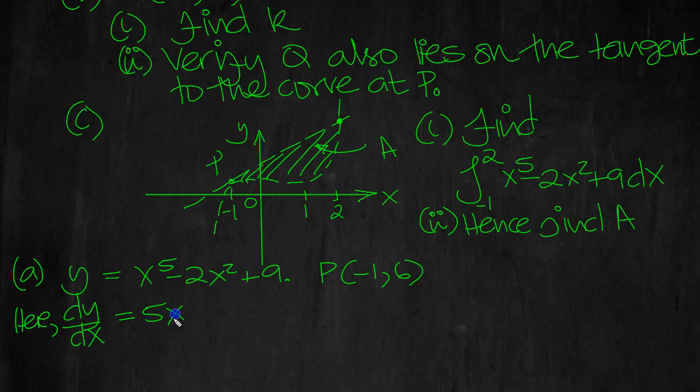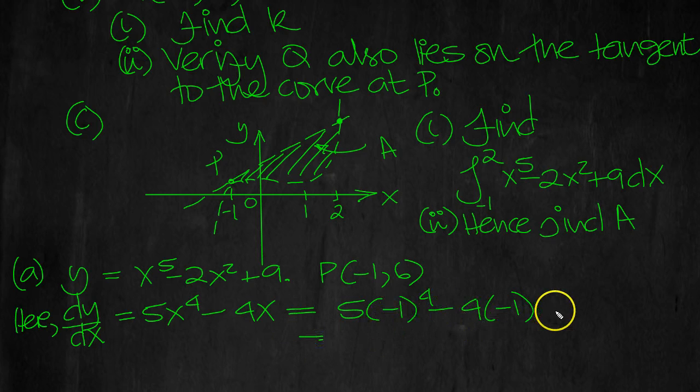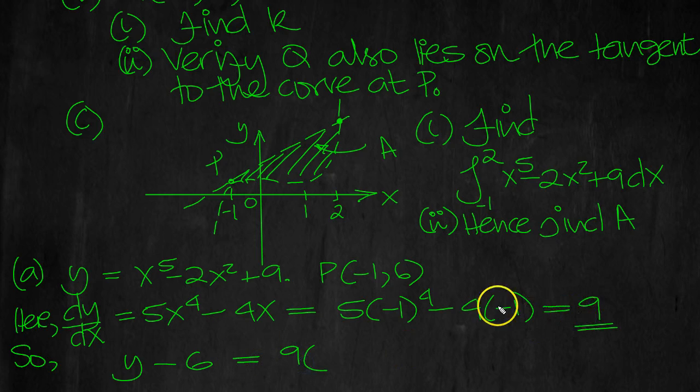Power rule: 5 lots of x to the 1 less, minus the 2 comes down to be with that 2 to make 4, x to the 1 less, which equals, put minus 1 in then, 5 times minus 1 to the 4, minus 4 times minus 1. 5 plus 4 is 9. Okay, good. So that's 9. That's dy dx, so the tangent then, y minus the y value, 6, is equal to the gradient, which is 9, x minus the x value, minus 1.